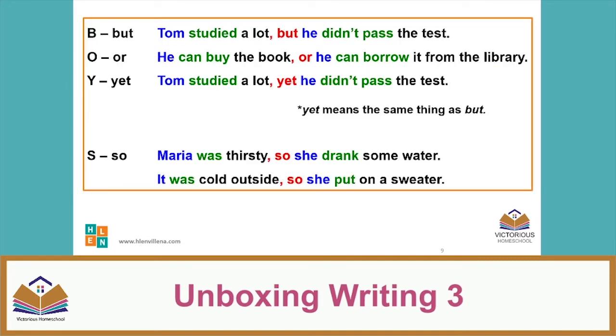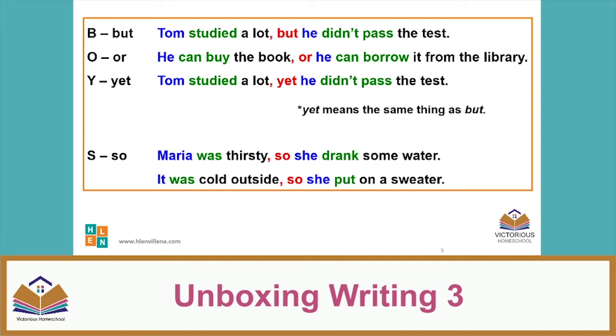We also have examples of the other conjunctions. For but, you have: Tom studied a lot, but he didn't pass the test. And for yet: Tom studied a lot, yet he didn't pass the test. So yet means the same thing as but. And for or, again, you remember that it establishes alternatives. So he can buy the book or he can borrow it from the library.